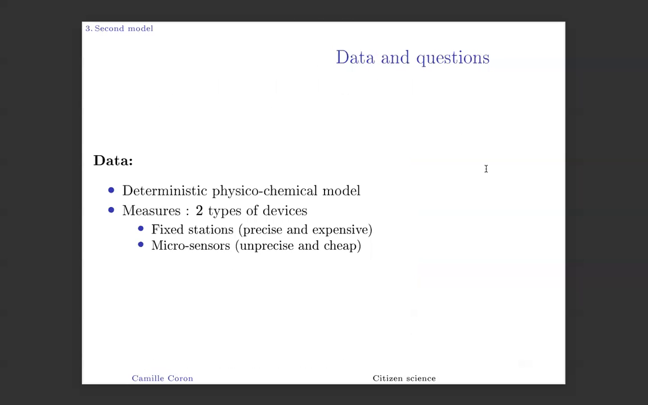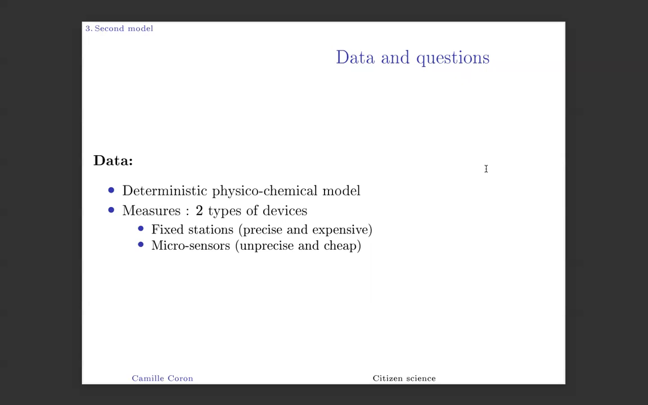So to make these concentration maps, we have the output of a deterministic physico-chemical model, and then we have two sets of measurements made by two different types of devices. The first one are fixed stations that are quite big, but also very precise. They give precise measures, but they are very expensive. And another type of data set that we have are microsensors that give imprecise measures but are very cheap, so we can have several of them.